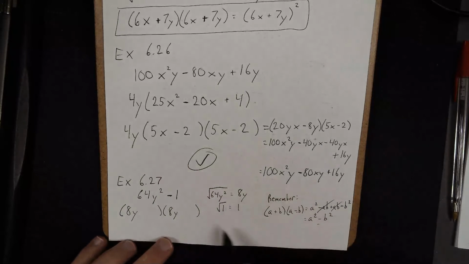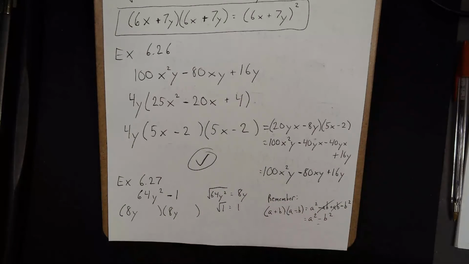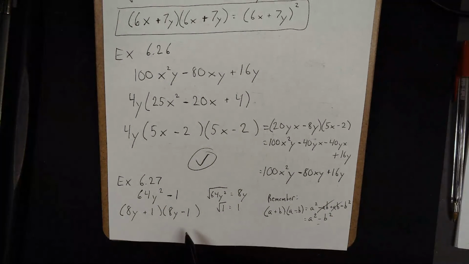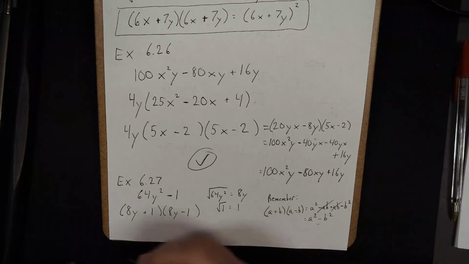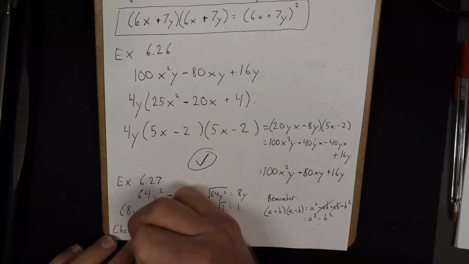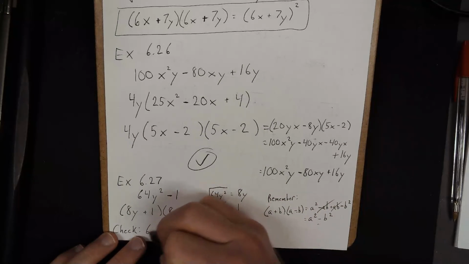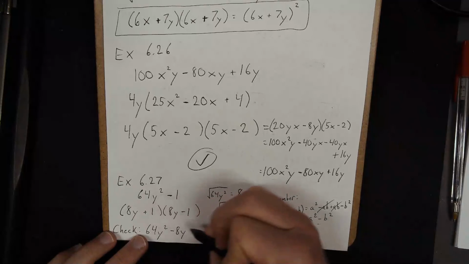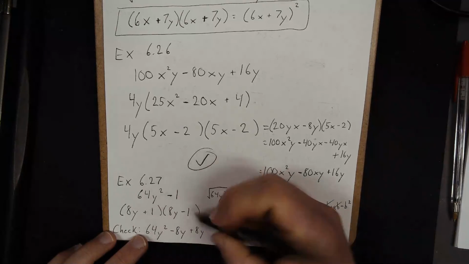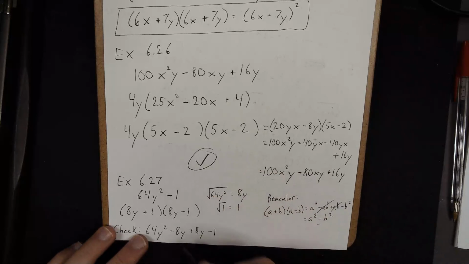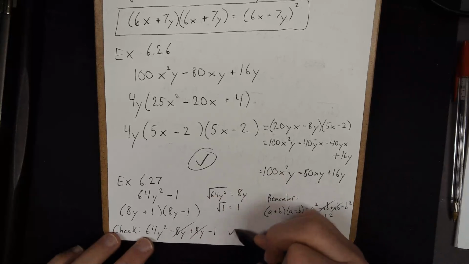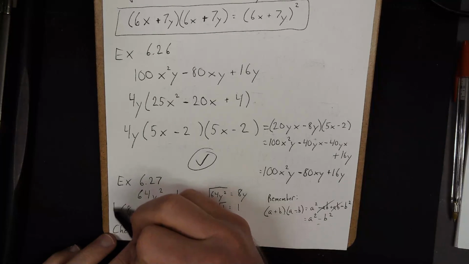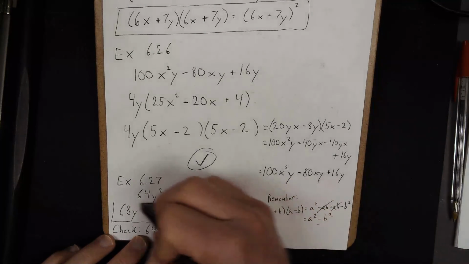So over here, we don't have an a and a b. Well, we have an 8y and a 1. So we need a plus 1, a minus 1, and you can check that if you want. Let's go ahead and check it. 64y squared minus 8y plus 8y minus 1. These terms cancel. That is our original binomial. So these are our factors.